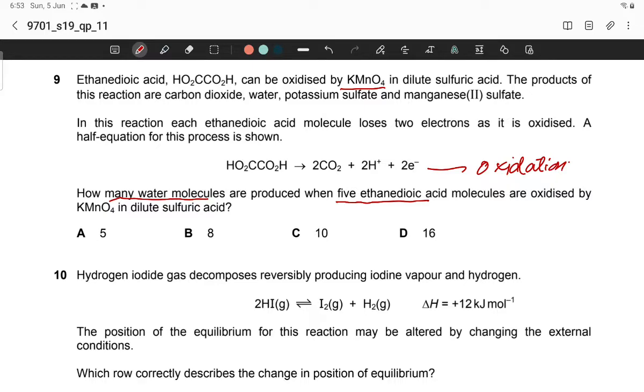We know that the oxidizing reagent is KMnO4, so MnO4 minus plus 8 H plus goes to Mn2 plus. How do we know that this is reduced? Electrons are gained, so this is a reduction reaction.